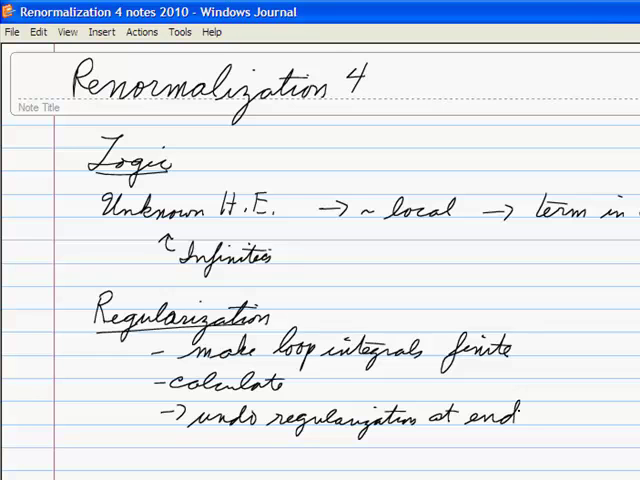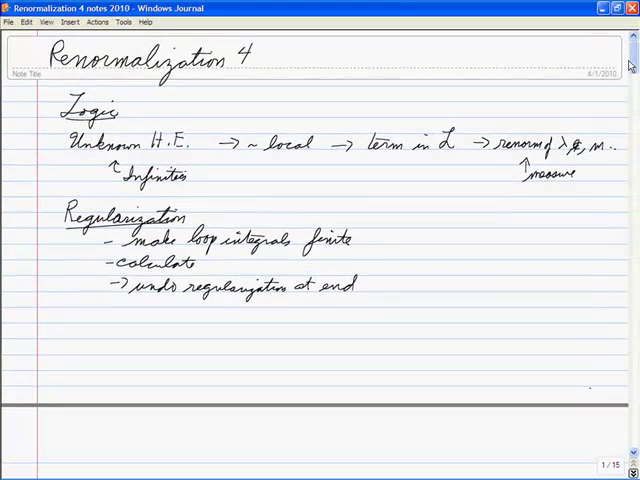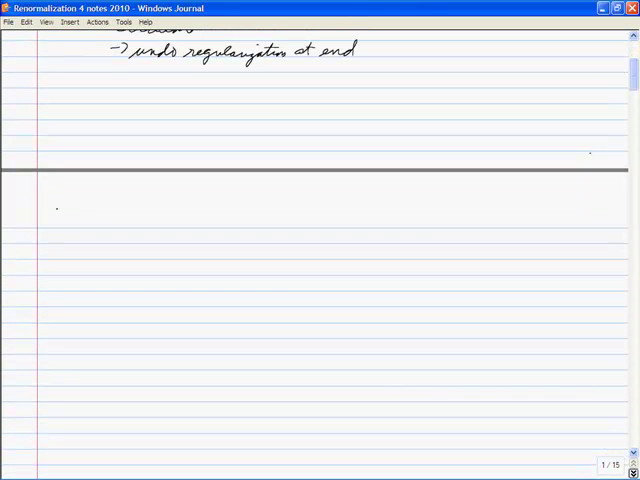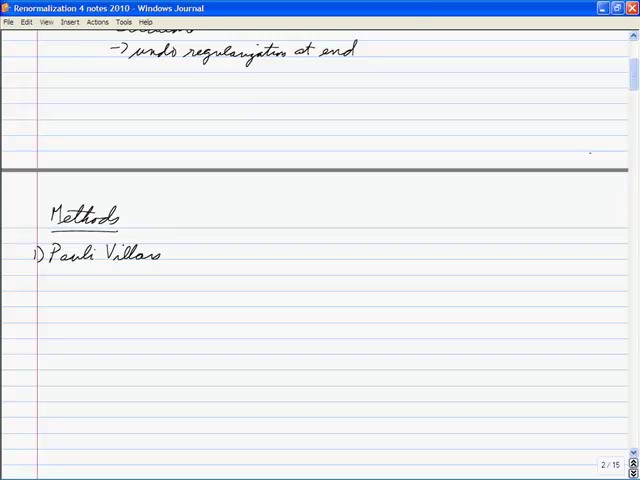Okay. So that's the game. There are various methods, actually more than I'm going to tell you about here. But let's make method number one. It's called Pauli-Villars. It basically is imposing a cutoff. It's a technique for imposing a cutoff on the integral, so instead of being infinite, it goes up to some value.